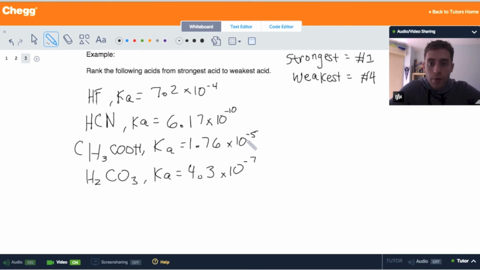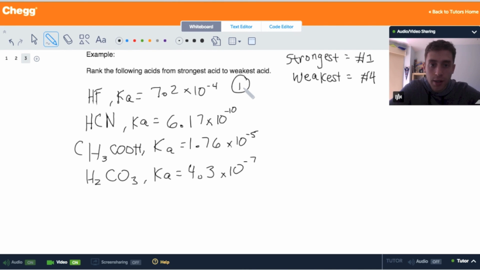Remember, the larger the Ka value means that the acid dissociates more to form more products, which means it likes to donate its hydrogen ion more, which means it's a stronger acid. So since hydrofluoric acid has the largest Ka value, 7.2 times 10 to the negative 4th, it will be the strongest acid of these 4. So it will get number 1, because it has the largest Ka, which means it dissociates more into products, which means it likes to donate its hydrogen ion more often, which determines the strength of an acid.